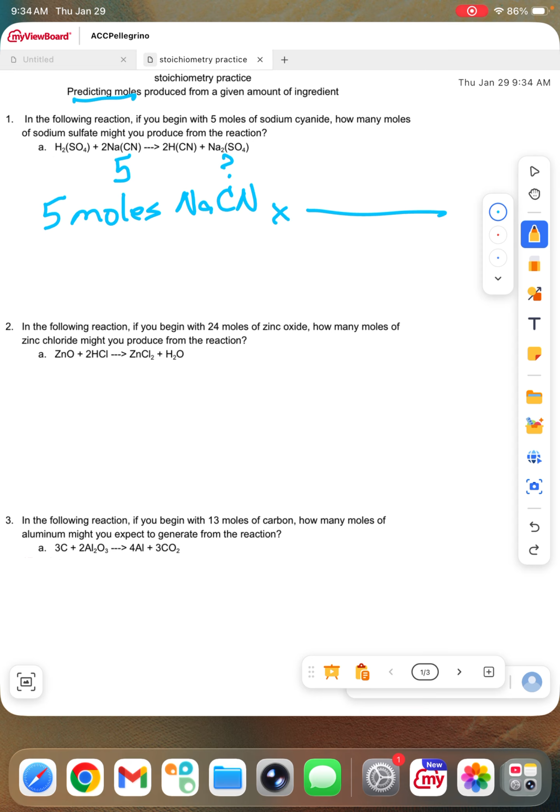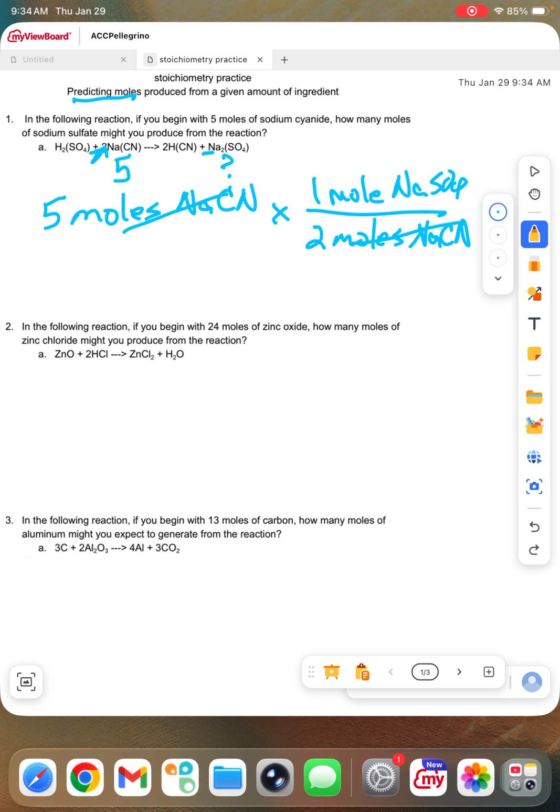So our moles of sodium cyanide will go on the bottom. If we look at the equation, there's 2 moles. So we put 2 moles of sodium cyanide. And for every 2 moles of sodium cyanide, there's 1 mole of sodium sulfate because there's no number in front of it, so that means 1. That's going to go on the bottom so that when we multiply this, our moles of sodium cyanide cancel out.